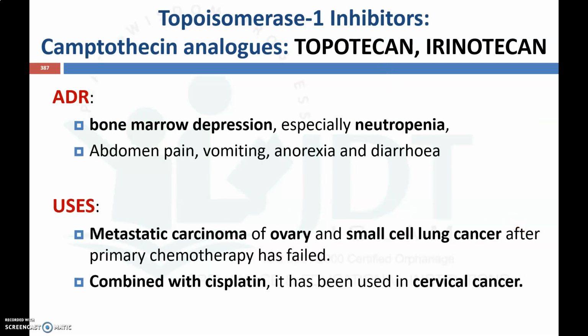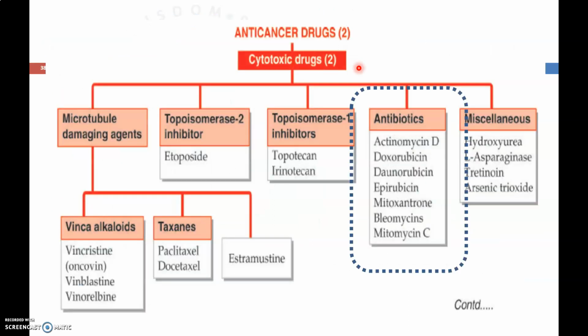Now the important ADRs are bone marrow depression, especially neutropenia, then abdominal pain, vomiting, anorexia and diarrhea. These are mainly used for metastatic carcinoma of the ovary and small cell lung cancer after primary chemotherapy has failed. It is combined with cisplatin and used in cervical cancers. So that is topoisomerase 1 inhibitors, topotecan and irinotecan.